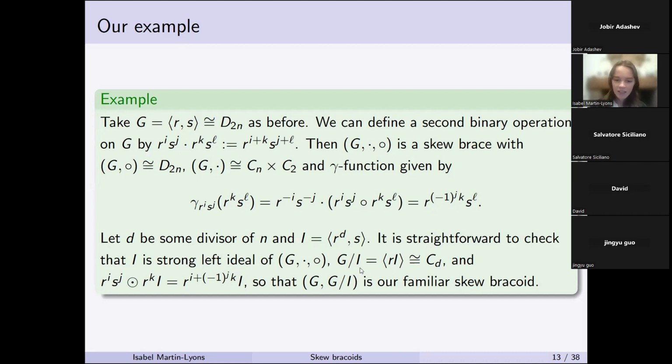And then G by I, which is generated by the coset R, is cyclic of order D. And if you inspect the action we get, just using left translation of cosets, we see our familiar skew bracoid.